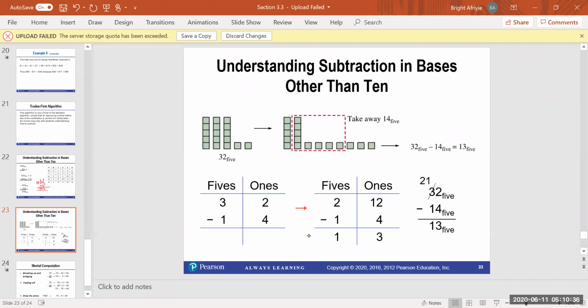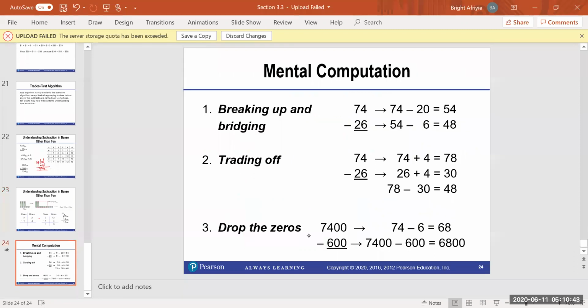And this is a further breakdown of the takeaway model. And here we look at the various mental computation methods: breaking up and bridging, trading off, drop the zeros. And basically, that is all we have to look at under these sections.